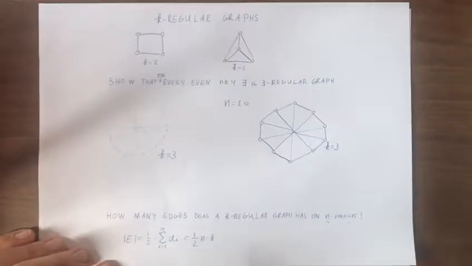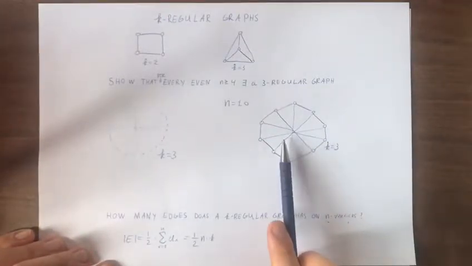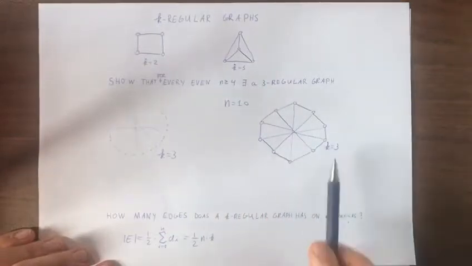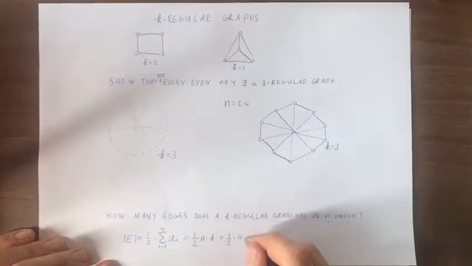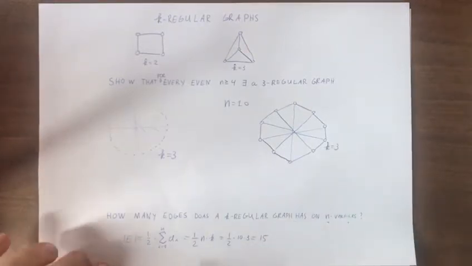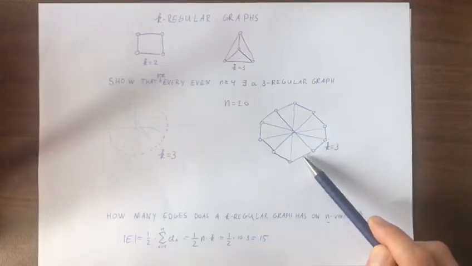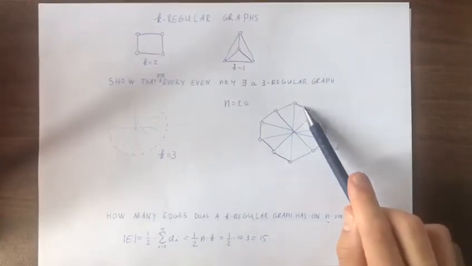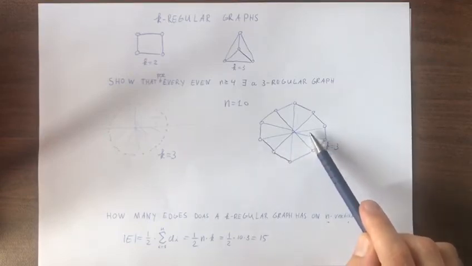And if we apply this on this example, this is a 3-regular graph on n vertices where n is 10 and k is 3. We plug in a half times 10 times 3 is 30, divided by 2 is 15. So this formula says that this graph should have 15 edges. So let's count if that's correct. 1, 2, 3, 4, 5, 6, 7, 8, 9, 10, 11, 12, 13, 14, 15.